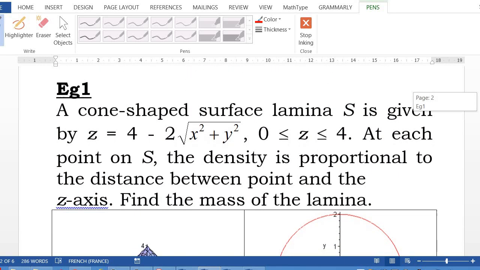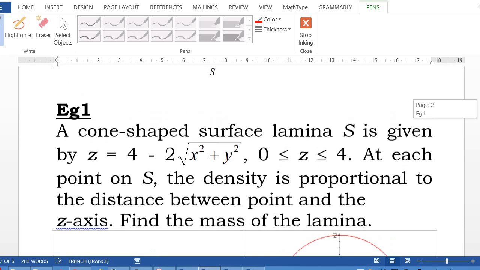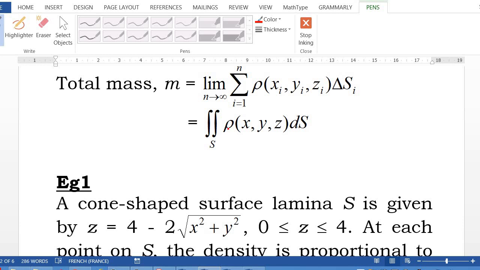Example 1. A cone-shaped surface lamina S is given by z equals 4 minus 2/3 times the square root of x squared plus y squared, and the lamina is bounded from z equals 0 until z equals 4. At each point on S, the density is proportional to the distance between the point and the z-axis. Find the mass of the lamina. The mass of the lamina is given by the surface integral of the density function rho(x,y,z) dS over the surface S.